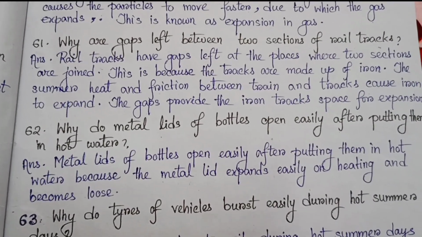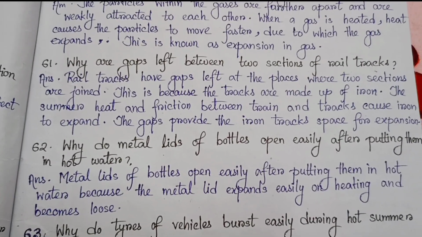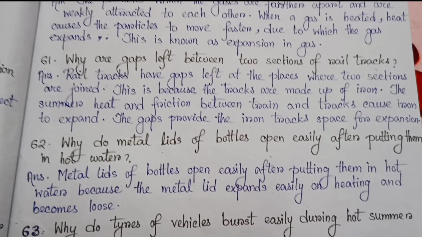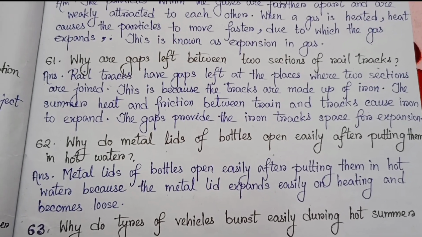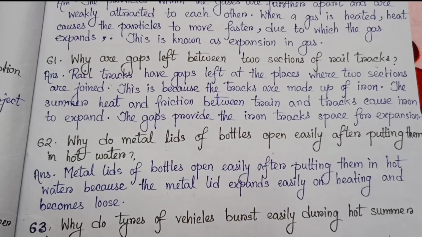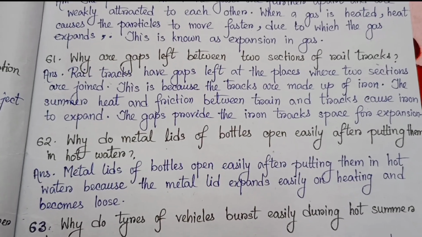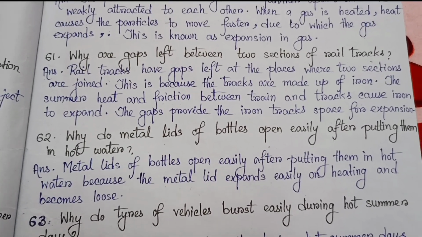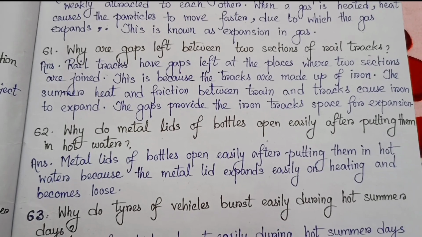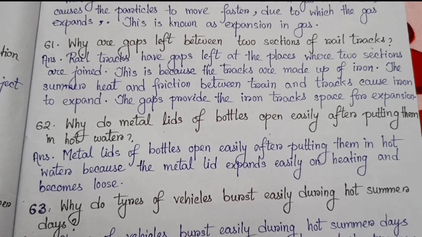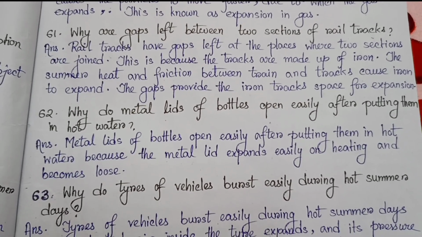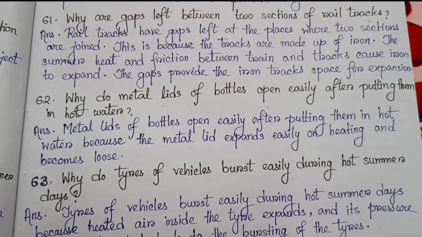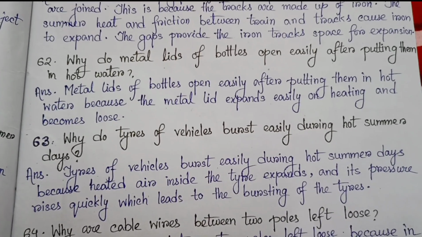61. Why are gaps left between two sections of rail tracks? Rail tracks have gaps left at the places where two sections are joined. This is because the tracks are made up of iron. The summer heat and friction between train and tracks cause iron to expand. The gaps provide the iron tracks space for expansion.